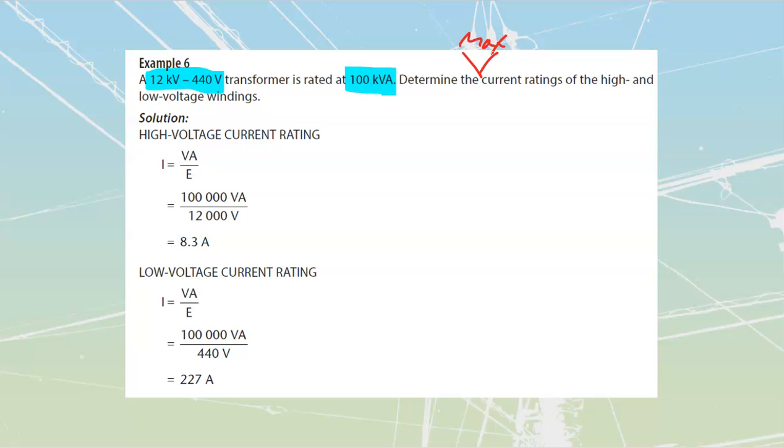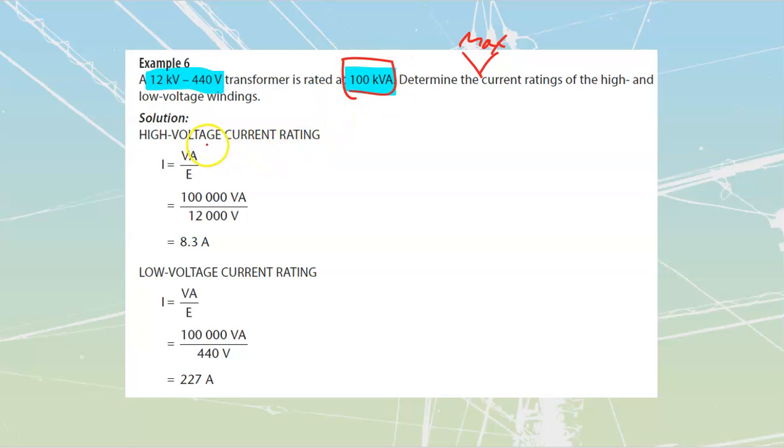In other words, they will not, I repeat, they will not necessarily be carrying this current at all times. They could, if we load up the transformer enough, but it doesn't mean that they always will be. So just don't think that way. Let's find out what those maxes are going to be. For this, we're given that really, really handy VA. VA in is equal to VA out, so both sides are going to be 100 kVA.